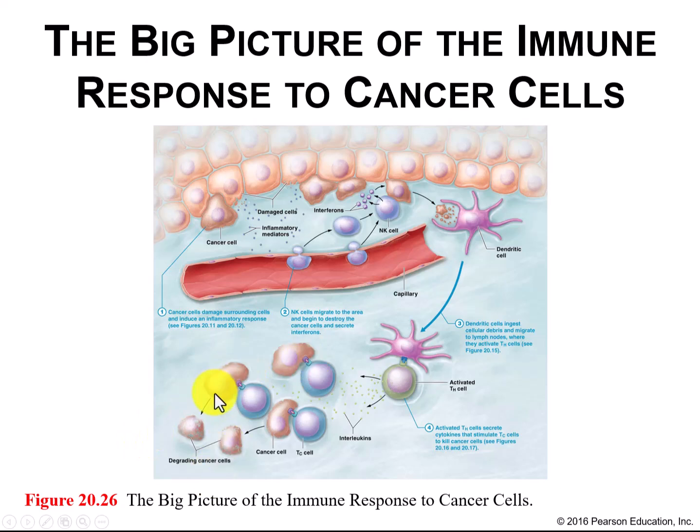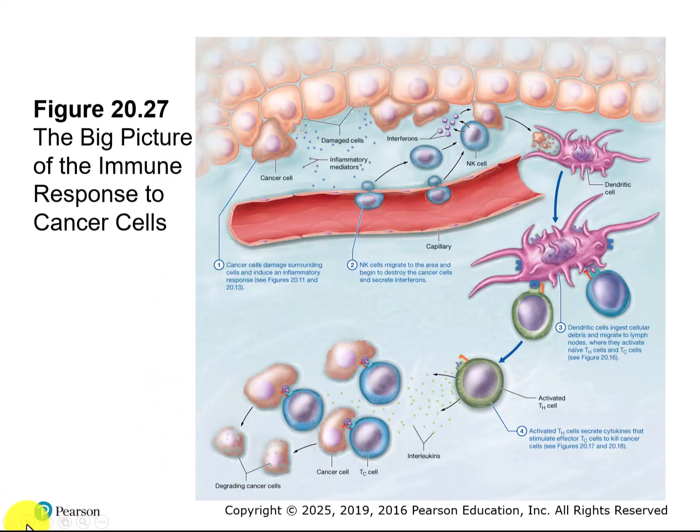which will then come and destroy the cancer cells, presenting the mutated DNA that caused them to become cancerous on those MHC1 complexes. And the cytotoxic T cells put in the perforins and lyse the cells, degrading the cancer cells themselves. And here you can see it a little closer up.